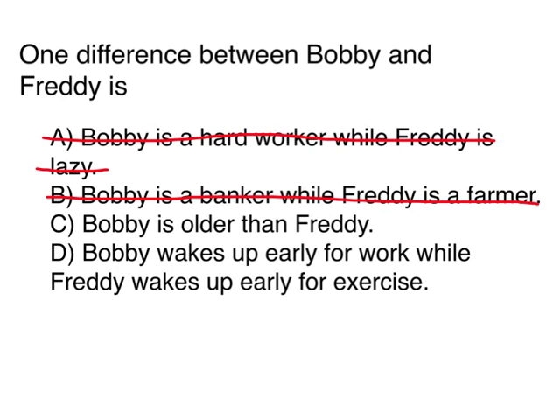C. Bobby is older than Freddie. The passage said that they were twins, so we know that that can't be right either. They have to be the same age. So therefore, D. Bobby wakes up early for work while Freddie wakes up early for exercise is the right answer.